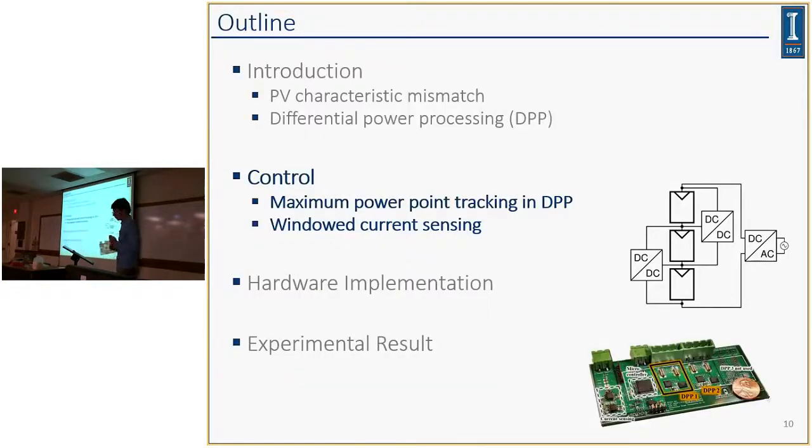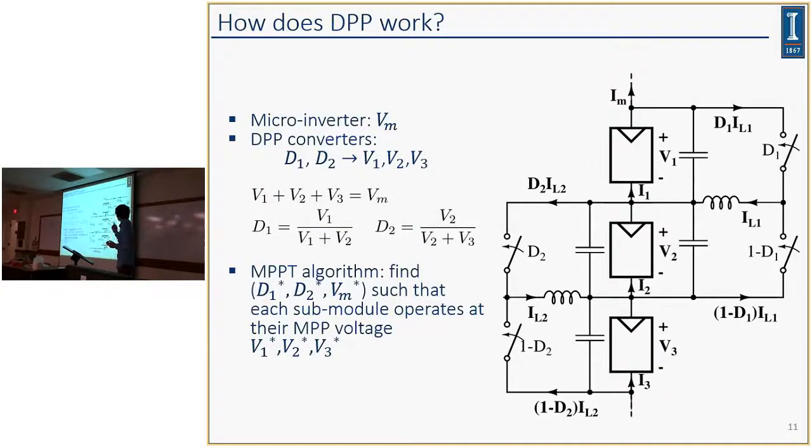So DPP is good, but how does it work exactly, and how can we actually control it to exploit all the benefit it can offer? So here, the commercial microinverter typically runs a voltage reference perturb and observe algorithm, which means it will regulate the string voltage.